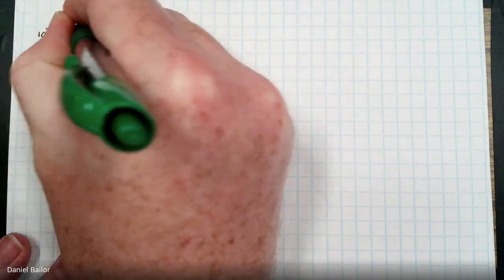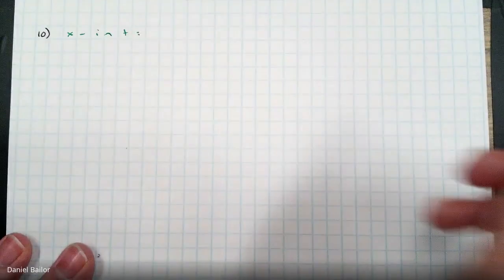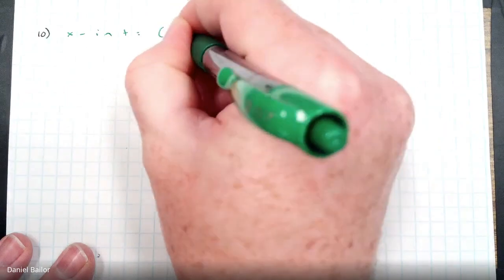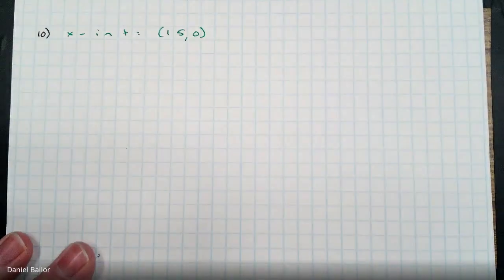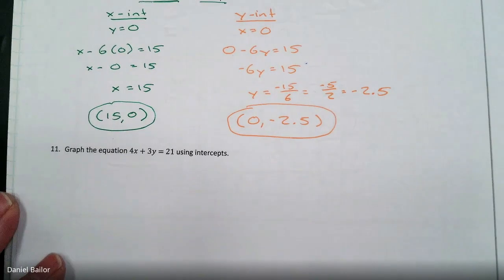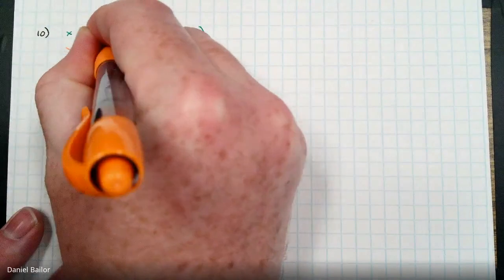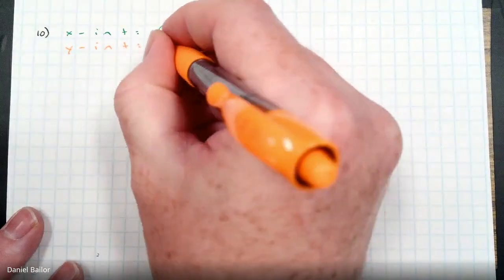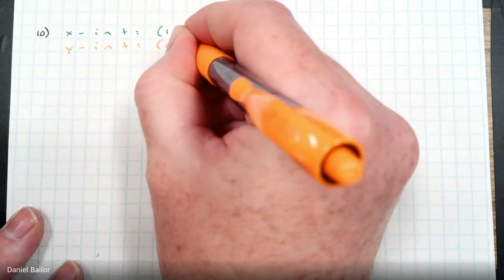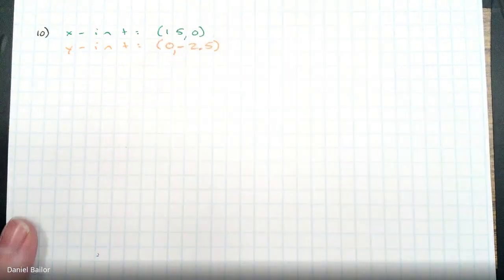And let me label number 10, still on the exercises. And just so you can see, I'm going to write my intercepts here. The x-intercept is (15, 0). That's what it says on this paper right here. I'm just adding it to my graph paper so that you can still see it. And the y-intercept was (0, -2.5).